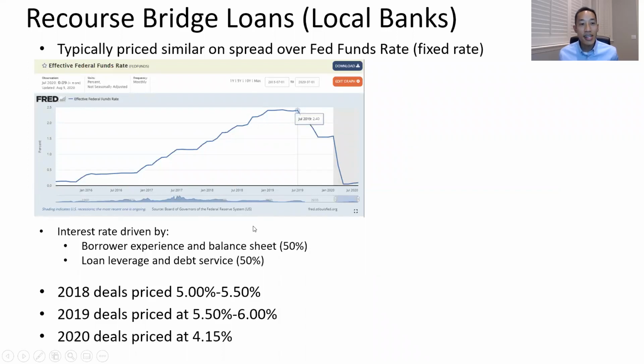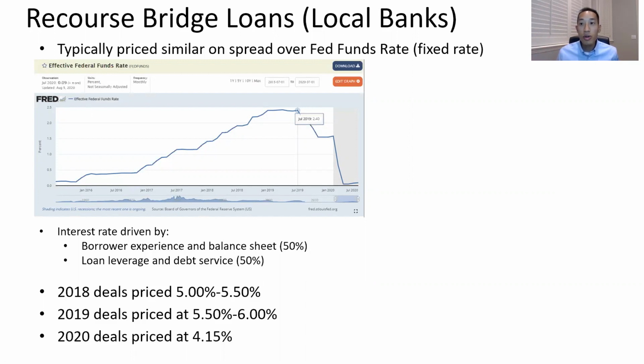So the interest rate is going to be driven by two things. One is the federal funds rate, but then also a spread on top of that. The spread on recourse bridge loans is based off of borrower experience and their balance sheet. About 50% is borrower experience and balance sheet, and the other 50% is really what leverage you're at and the debt service of the property.